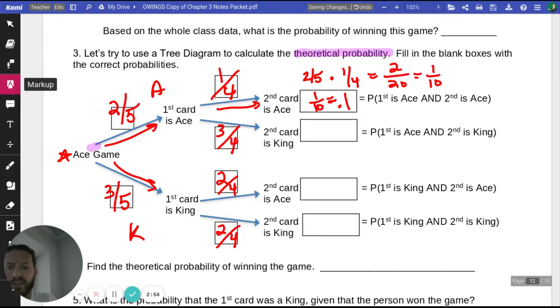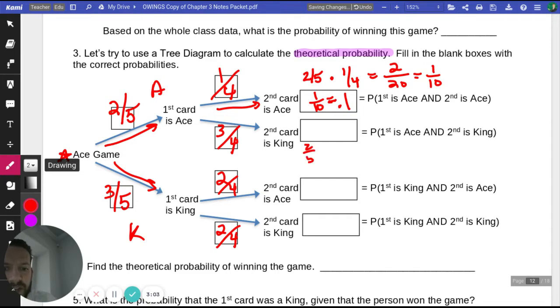If we were to get an ace first and then get a king second, then we would take our probabilities there. That 2/5 times the 3/4, multiply across, is 6 out of 20, both divisible by 2. So let's reduce by dividing by 2: 3 out of 10, or 0.3.